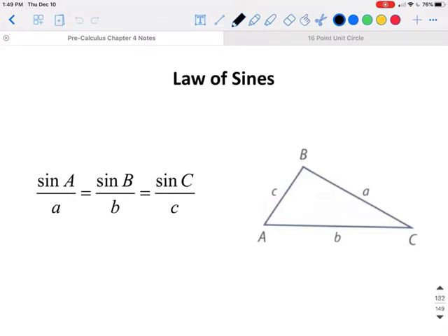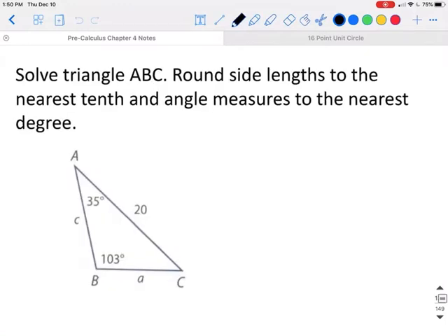To use the law of sines, it's first important that you label your triangle appropriately. Side A is always across from angle A. Side B is always across from angle B, and side C is across from angle C. The law of sines is just a proportion. You will only ever use two of these at a time, but we know that the sine of angle A over side A is equal to the sine of angle B over side B, and that's equal to the sine of angle C over side C.